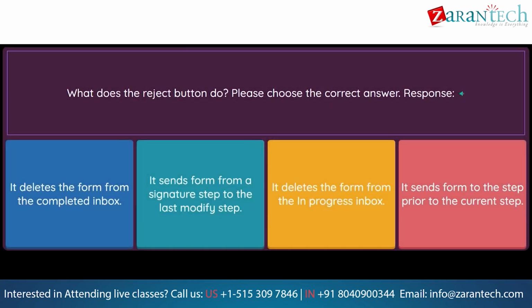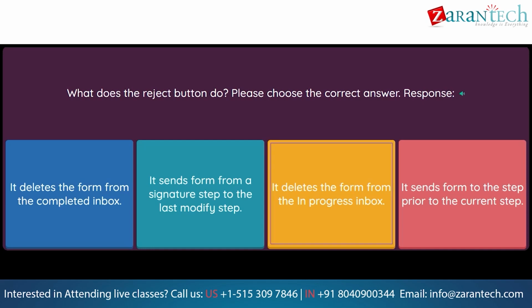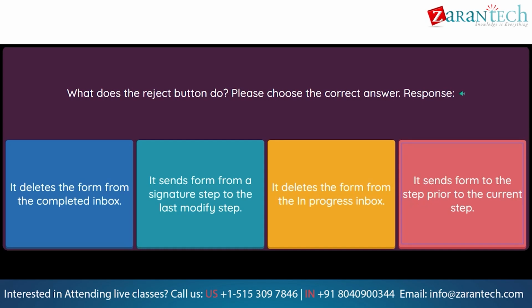Question: What does the reject button do? Please choose the correct answer. Response: Option 1, it deletes the form from the completed inbox. Option 2, it sends the form from a signature step to the last modify step. Option 3, it deletes the form from the in progress inbox. Option 4, it sends the form to the step prior to the current step.